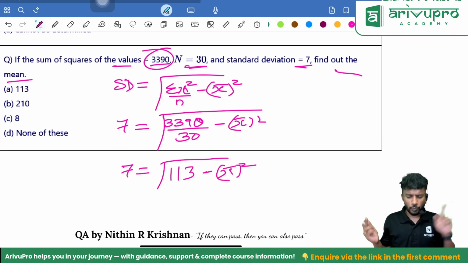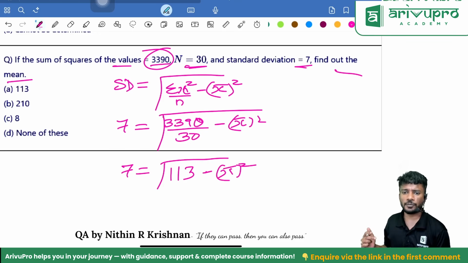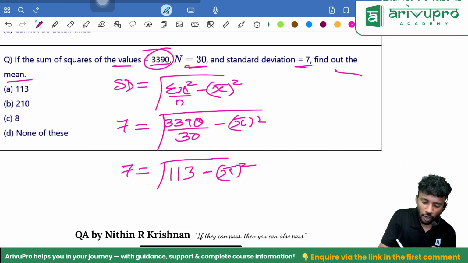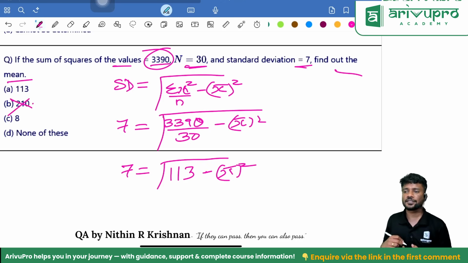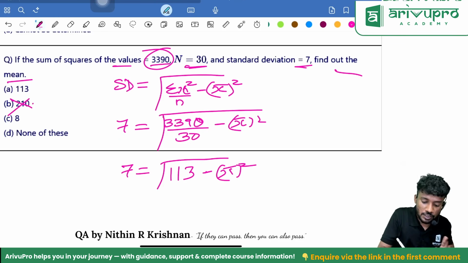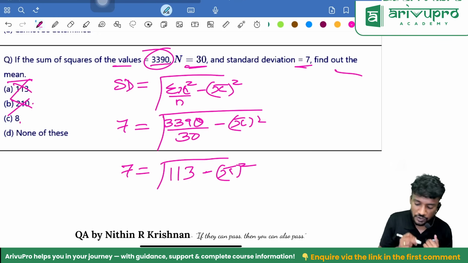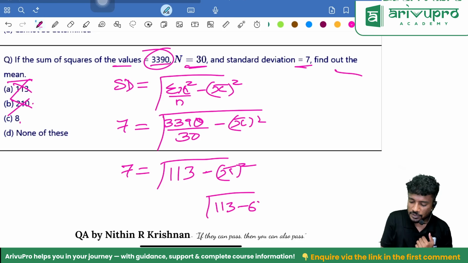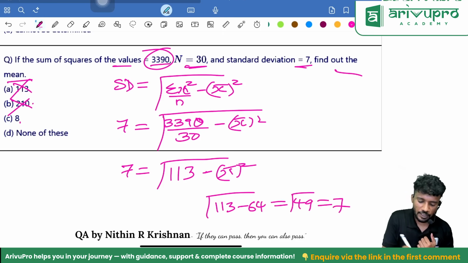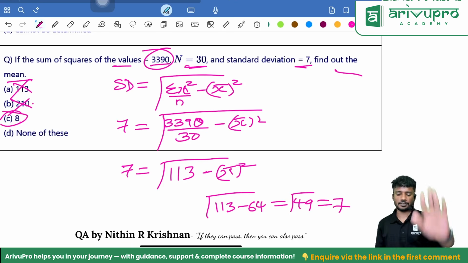You can do it by two methods. One is option hitting from here. Or the second method: option B is not possible because it will become imaginary. Then option A is also not possible, it will become 0. Try option C: root of 113 minus 64, that is root of 49, which is equal to 7. That means option C is our answer.